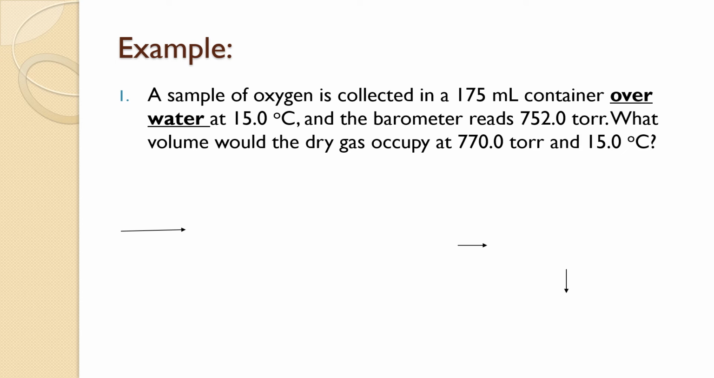For the pressure of number 2, it tells you that the dry gas occupies 770 torr. So that's your pressure of the second one, and at 15 degrees Celsius. So remember, 15 plus 273 equals 288. The only information that it does not give you is the volume of number 2.